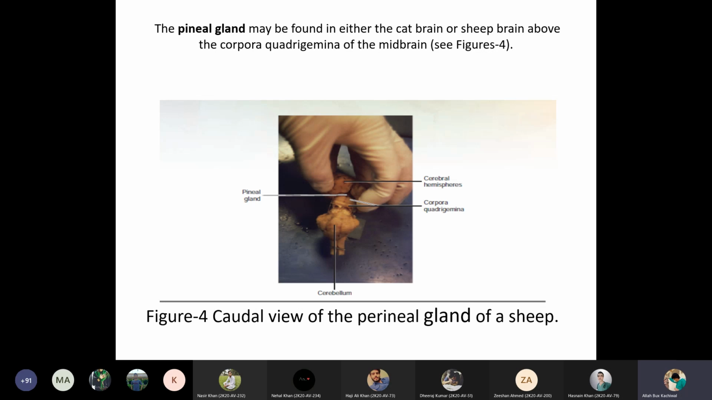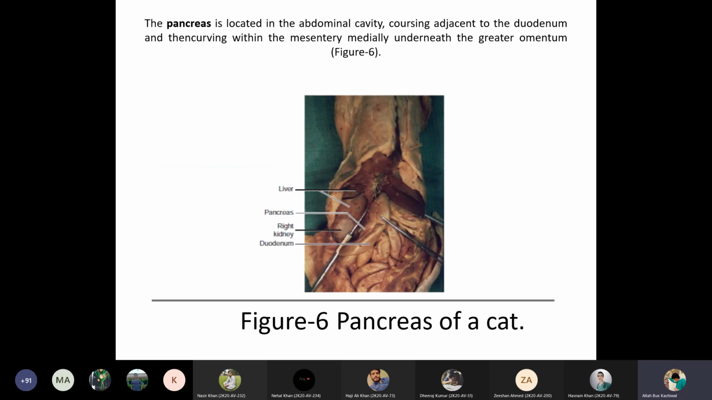The pancreas is located in the abdominal cavity, coursing adjacent to the duodenum, attached to it, and then curving within the mesentery medially underneath the greater omentum. It is very near to the greater omentum and is below the liver.